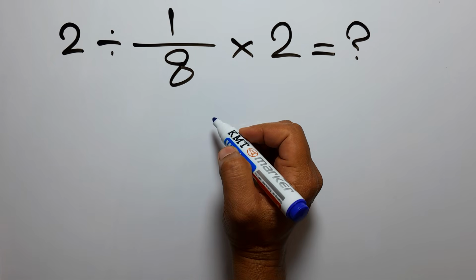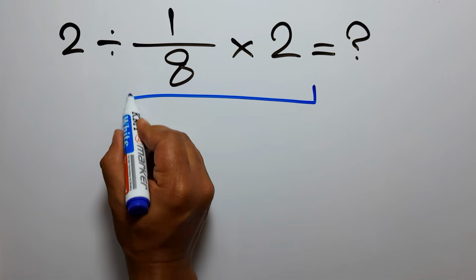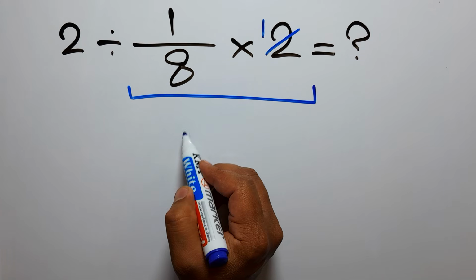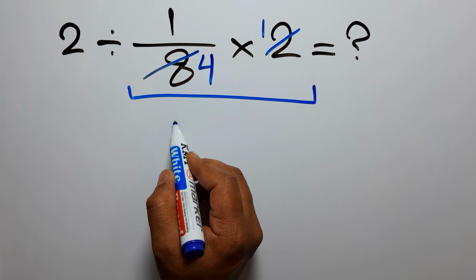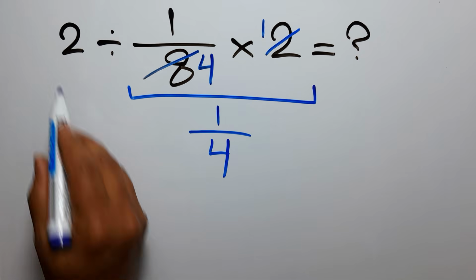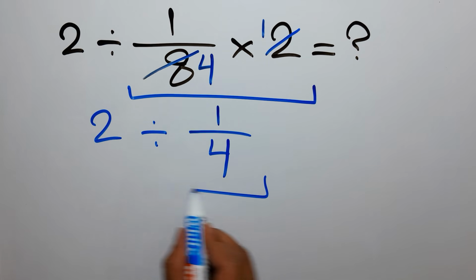First we do this multiplication. 1 over 8 times 2. 2 divided by 2 gives us 1. And 8 divided by 2 equals 4. So here we have just 1 over 4. So we have 2 divided by 1 over 4.